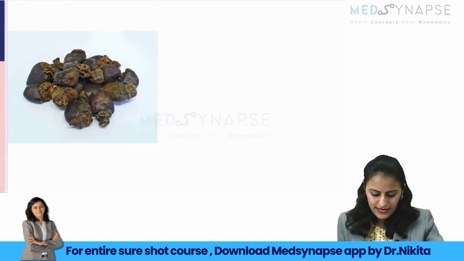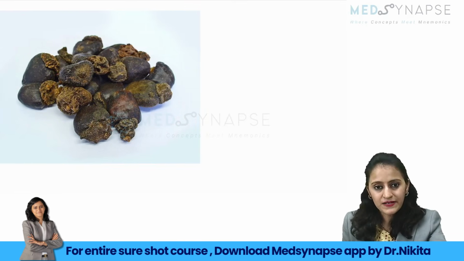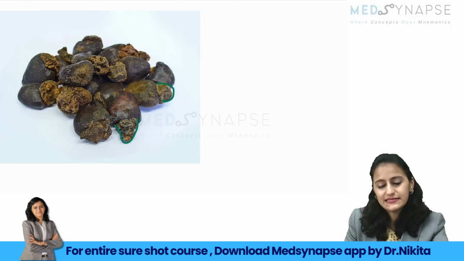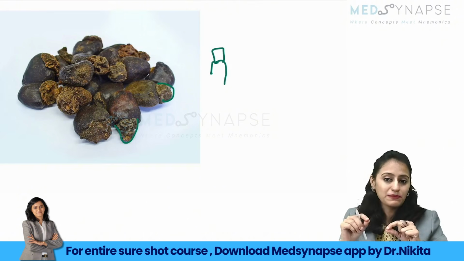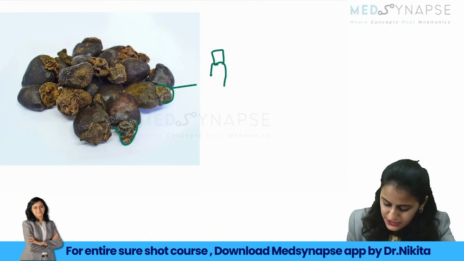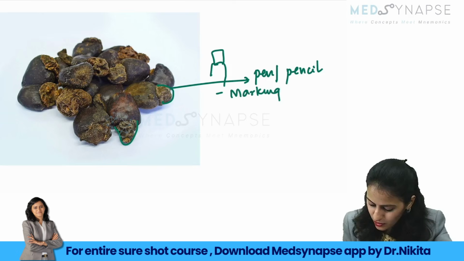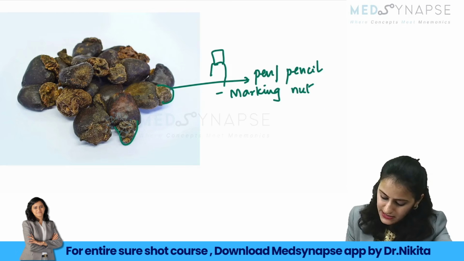Going to the next one that we have here, this has been asked in one of the recent INICET exams. So what seeds are these? If you look at the seeds very carefully, this looks like the nib of a fountain pen, or a pencil which has a sharpened end. This is used for marking, so this is also called marking nut.